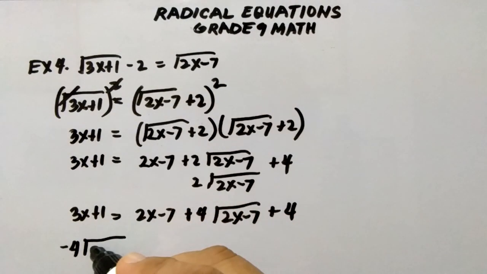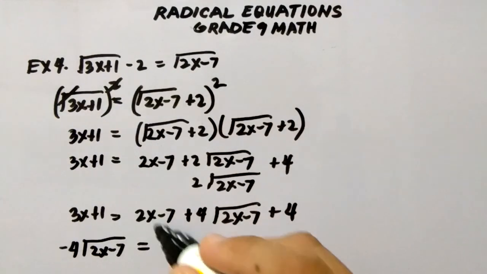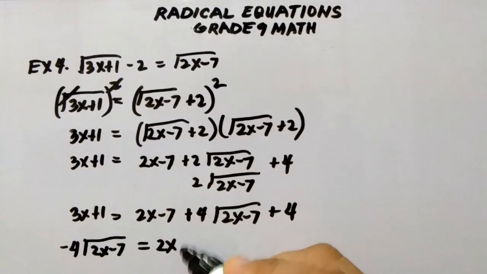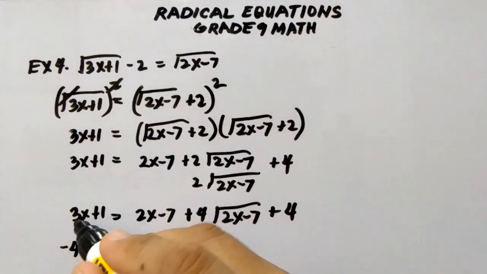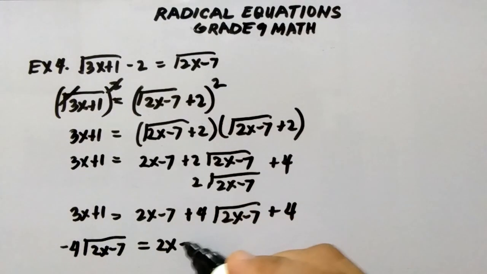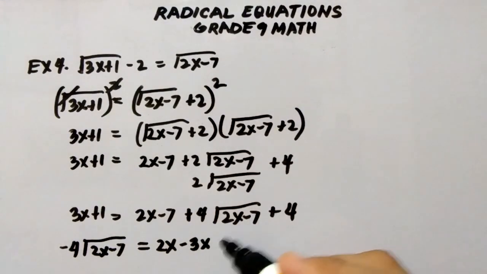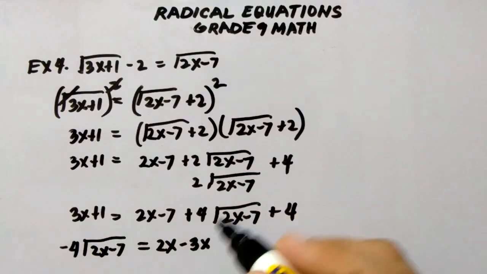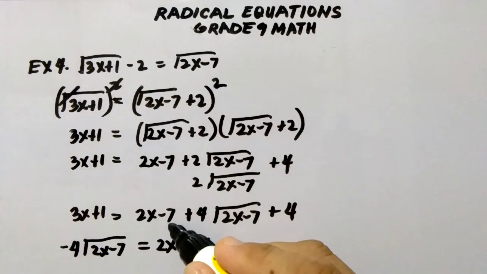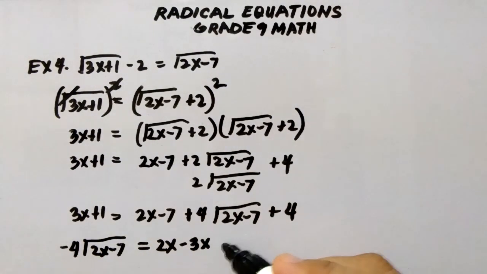Square root of 2x minus 7 is equals to, then we have 2x. So, ito pong 3x, okay, pagsamahin na natin dito, pagtabihin na natin. So, i-transpose po natin dito sa may right side. So, 3x becomes negative 3x. Okay, nilipat natin. So, pwede pang pagsamahin na like terms, we have negative 7 and positive 4. So, negative 7 plus 4, that is negative 3.